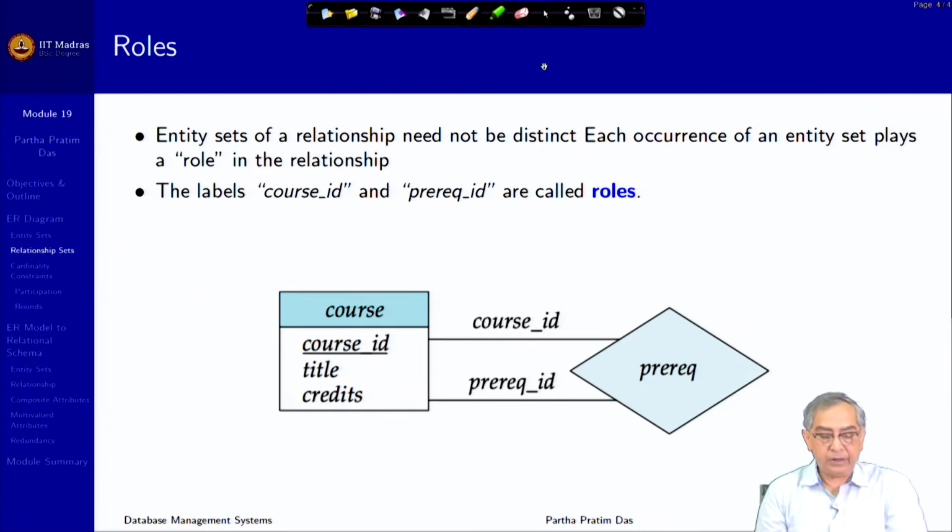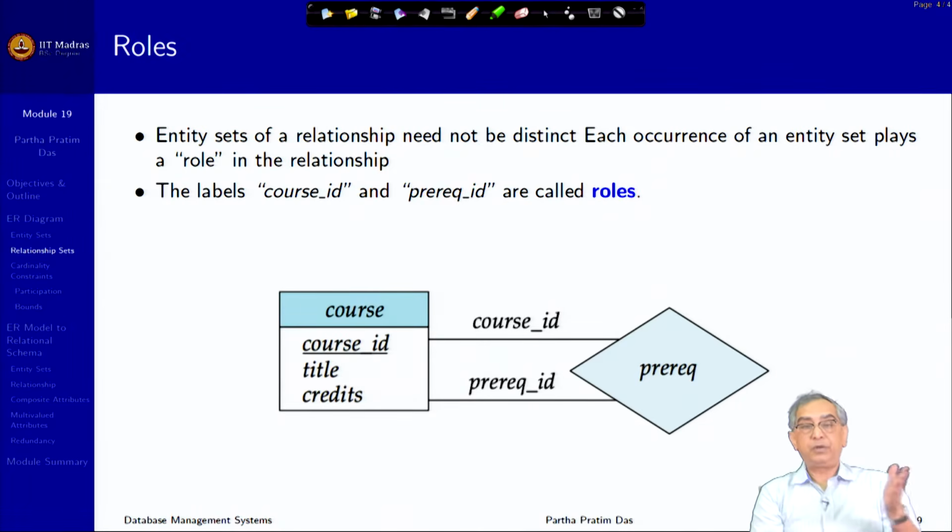Be careful about the notation. Then the roles, entity sets in the relationship may not be distinct. An entity set may have a relationship with itself. For example, course ID and prerequisite we have seen. Every prerequisite is itself a course ID, right. So, prerequisite is a relationship between course and course, where naturally how do you distinguish them?